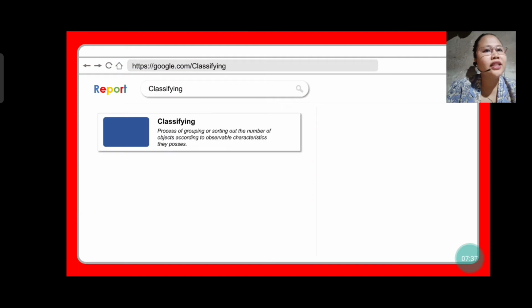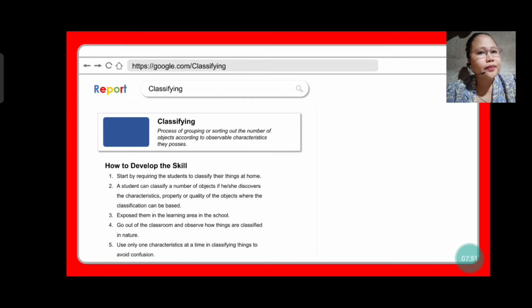So we will go into the next basic science process, which is classifying. Classifying is a process of grouping or sorting out the number of objects according to observable characteristics they possess. So how should we develop the skills of classifying? First, start by requiring the students to classify their things at home.